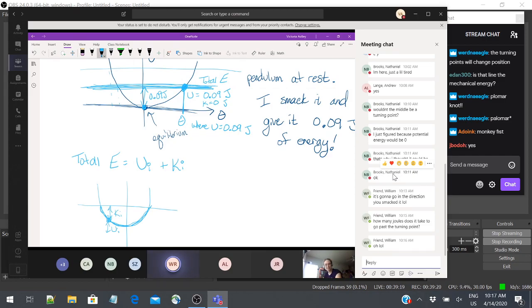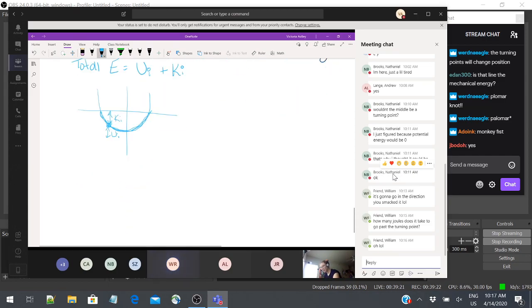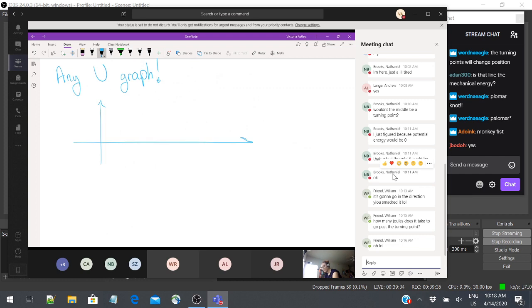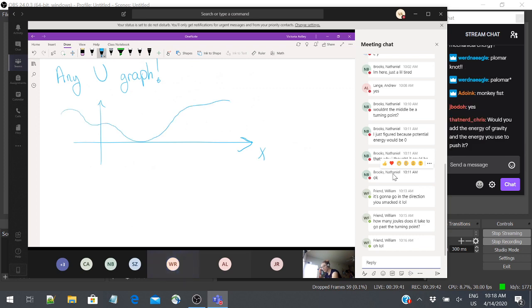So far we've been doing it specifically for this graph. You can do this for any potential energy graph. So let's say you have X. This might be something like a roller coaster, right?